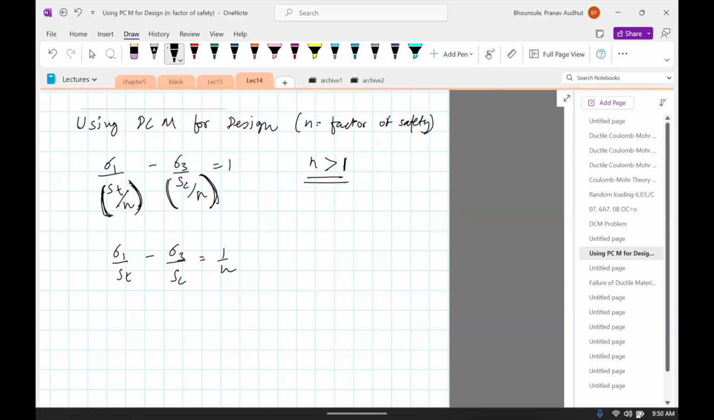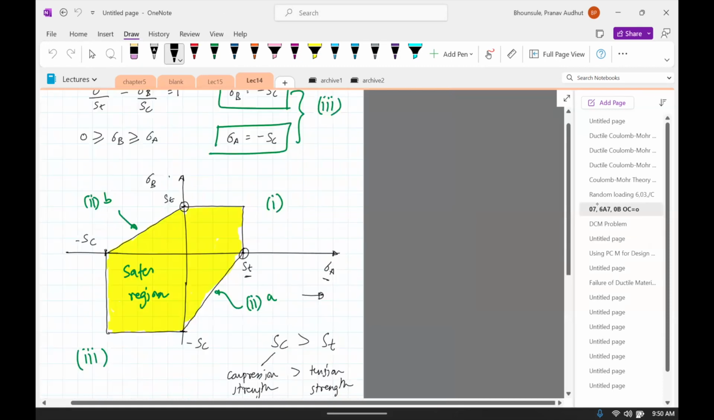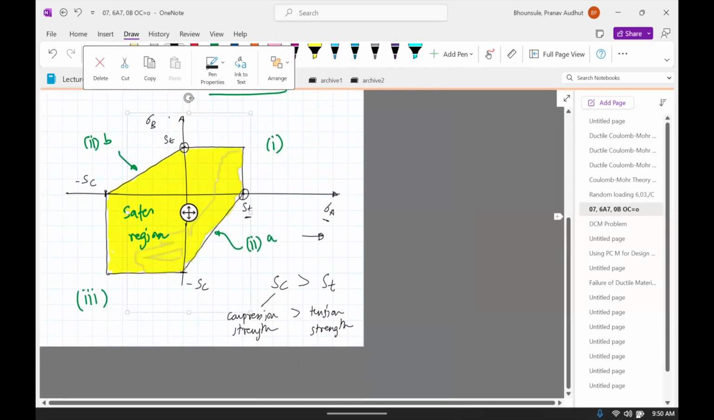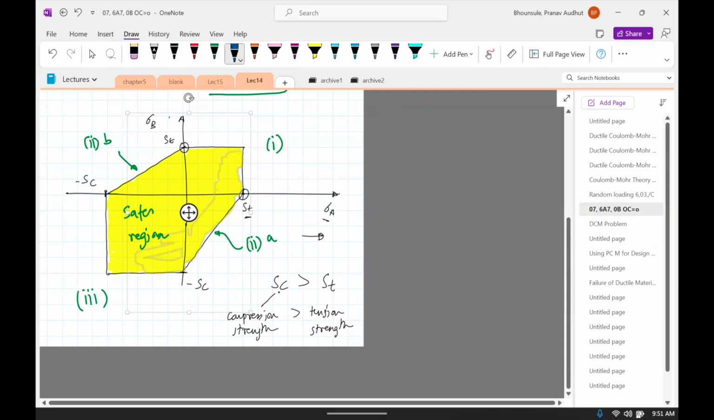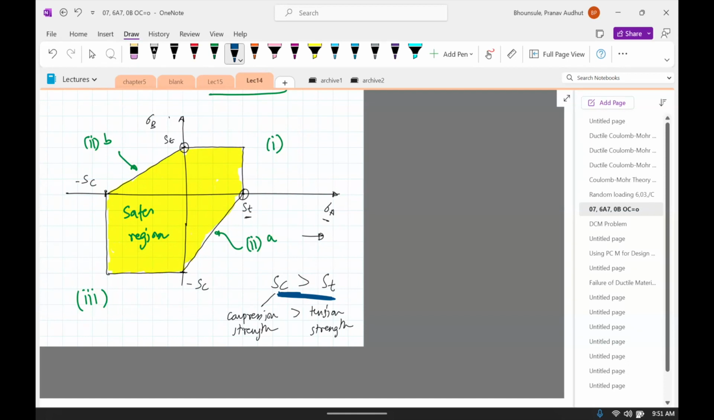Is there a question? Yes, so the question is, is this supposed to be uneven, asymmetric? Yes, of course. This is supposed to be asymmetric because SC is greater than ST in general for a ductile material. And in fact, this theory is for cases when the compressive strength is different from the tensile strength.